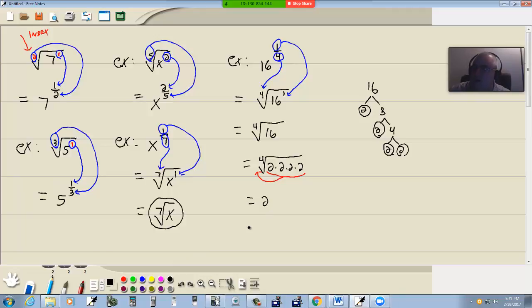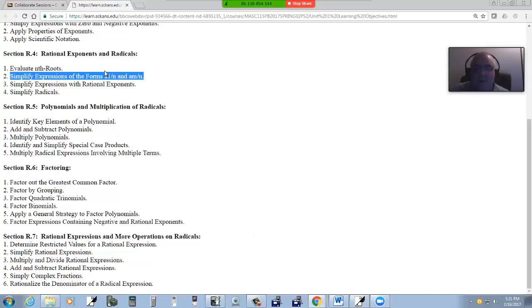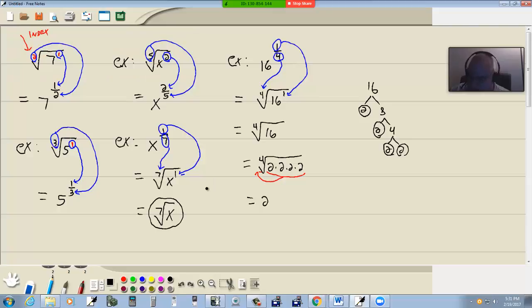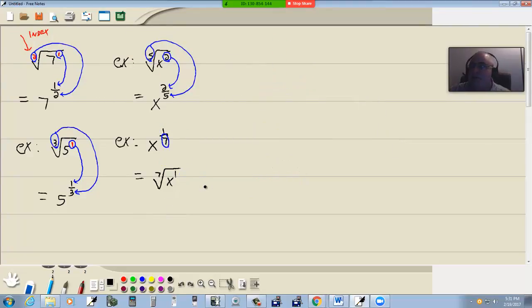Now that's the first part. That's simplifying it when it's in the other form, a to the 1 over n. So let me erase this. Then we'll look at another type.